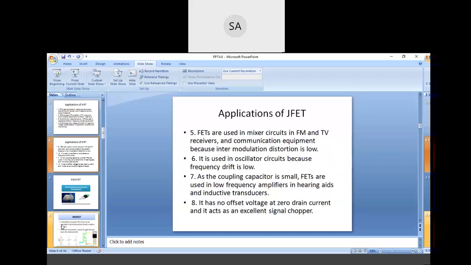And FETs are used in mixer circuits, in FM and TV receivers and communication equipment, and in oscillator circuits. They are used as coupling capacitors, in hearing aids, and in inductive transducers. And it can act as an excellent signal chopper.